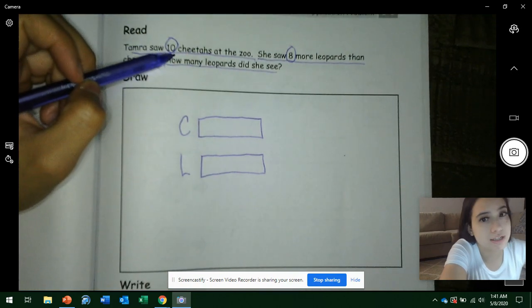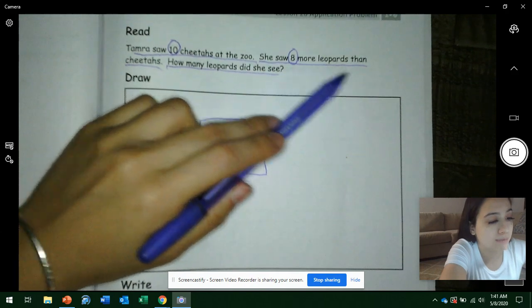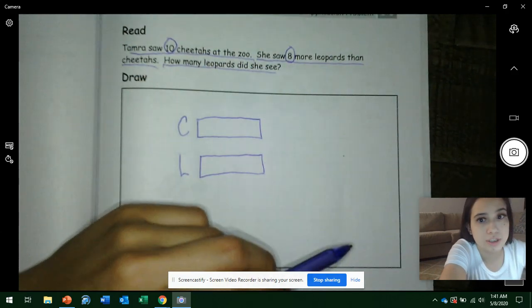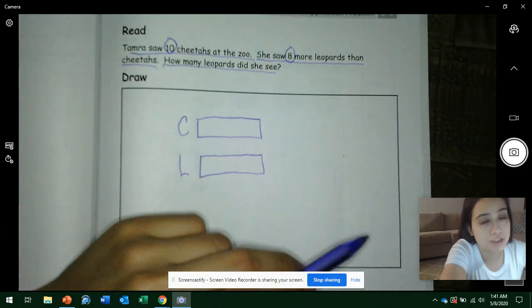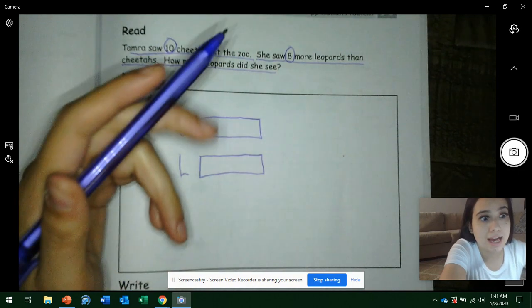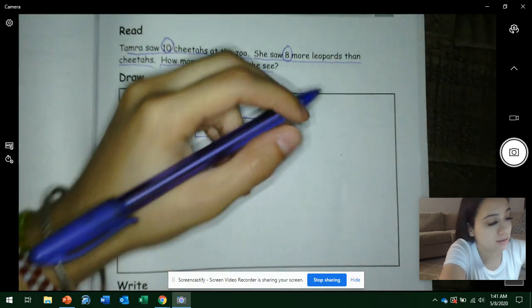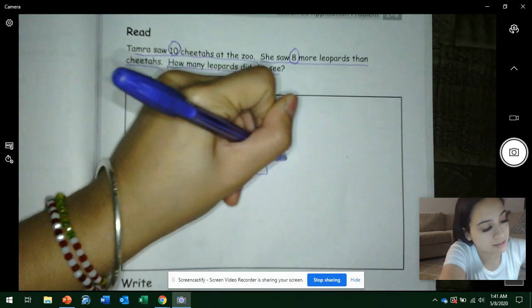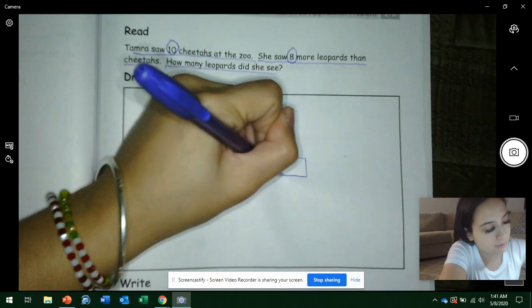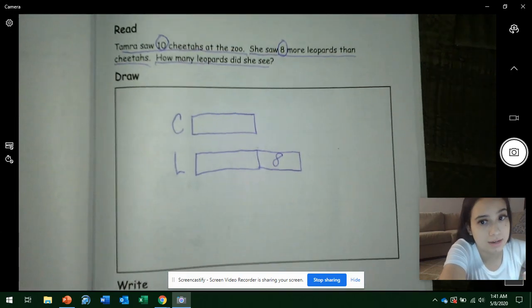So let's look at our sentences. Tamara saw 10 cheetahs, and then it says here that she saw 8 more leopards than cheetahs. So did you see more leopards or cheetahs? Get ready. Yeah, more leopards. So leopards is going to get the extra tape. Let's go ahead and draw the extra tape for the leopards. And we're going to put the number 8 because she saw 8 more. Remember that.